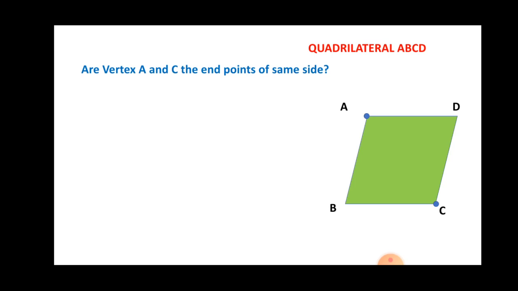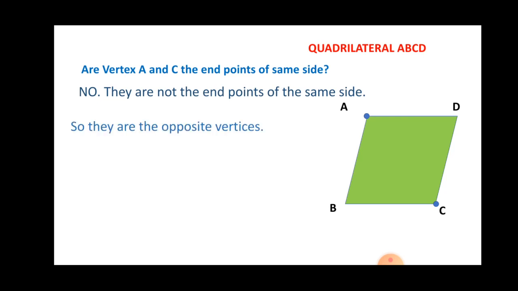Now, let us say in this quadrilateral ABCD, are vertex A and vertex C the endpoints of the same side? No, they are not the endpoints of the same side. So, we can say that vertex C and vertex A are the opposite vertices. They are not the vertices which are present on the same side. So, vertex A and vertex C are the opposite vertices of quadrilateral ABCD.